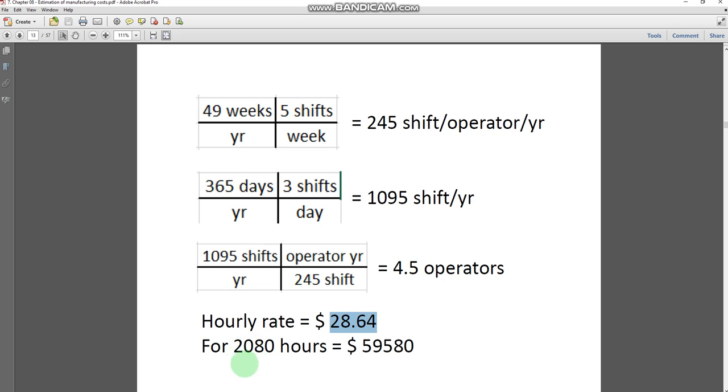So in your book it is given as 2080 hours, and against these 2080 hours you get a cost of $59,580 for one operator per year. So $59,580 for one operator in 1 year is the cost that you require for the operating labor.